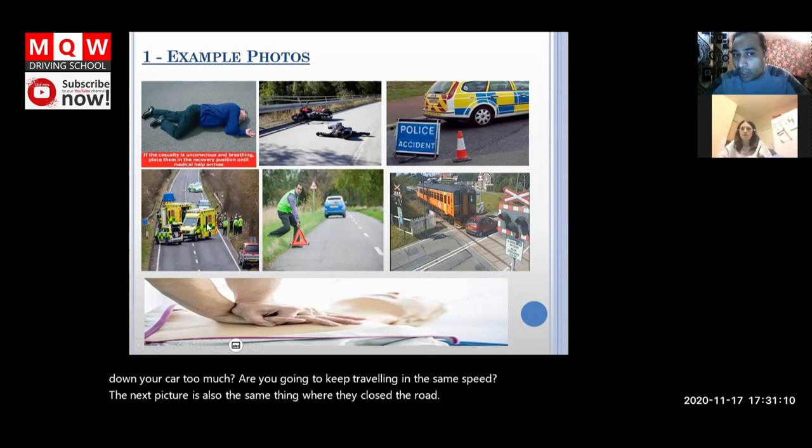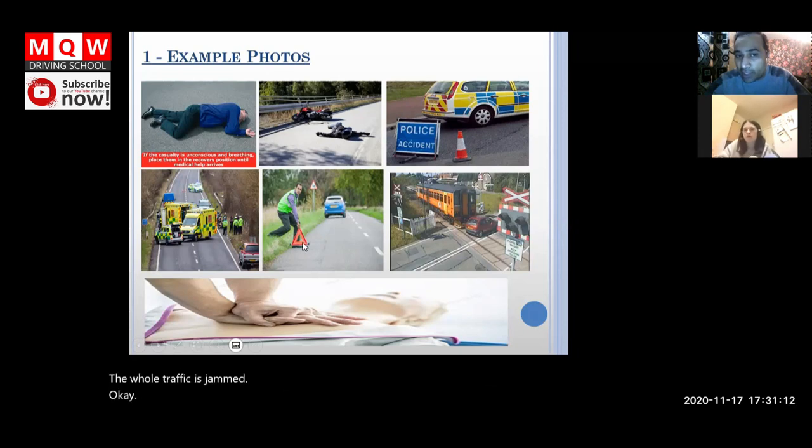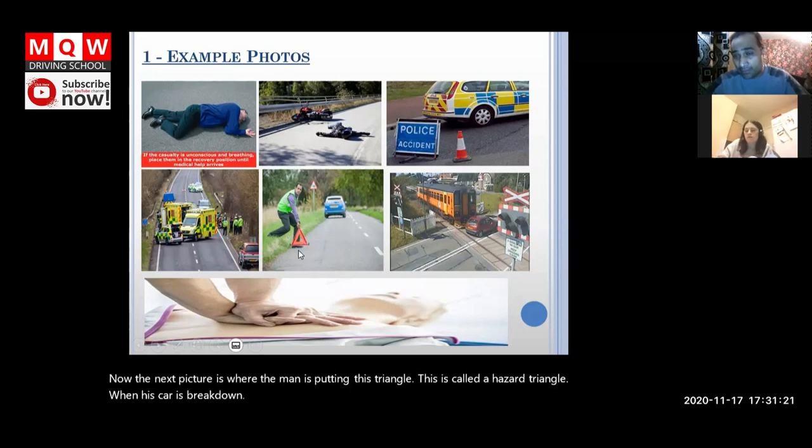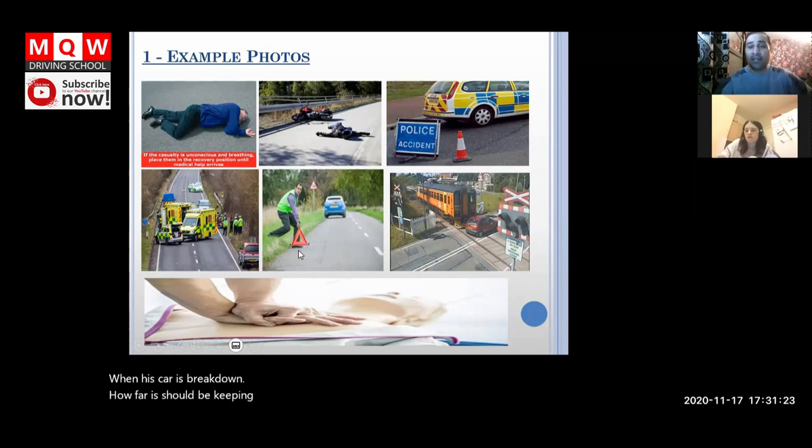Okay, now the next picture is where the man is putting down this triangle. This is called a hazard triangle. When his car has broken down, how far should he keep his triangle on the road so other people can see the car has broken down? Yeah. Okay. So these kinds of things will be there.